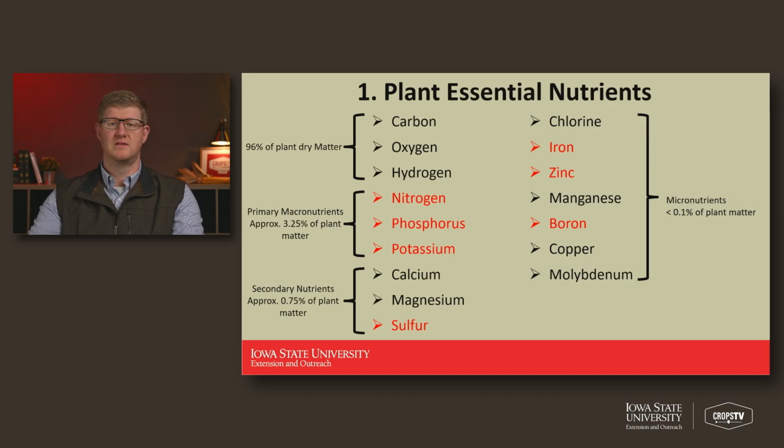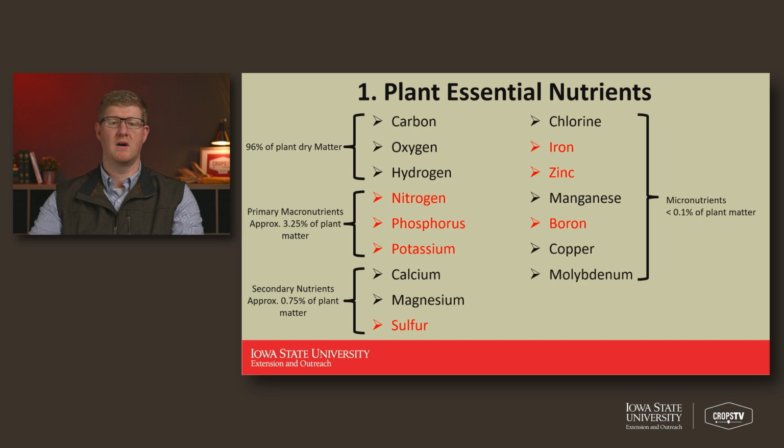So, plant essential nutrients, there's 16 of them. You can see them listed here on the screen. Carbon, oxygen, and hydrogen make up about 96% of all plant dry matter. We don't consider those when we're doing soil fertility programs because we get these from the air. But when we start to think about the nutrients that we do manage for, the first is the primary macronutrients. That's going to be your nitrogen, phosphorus, and potassium.